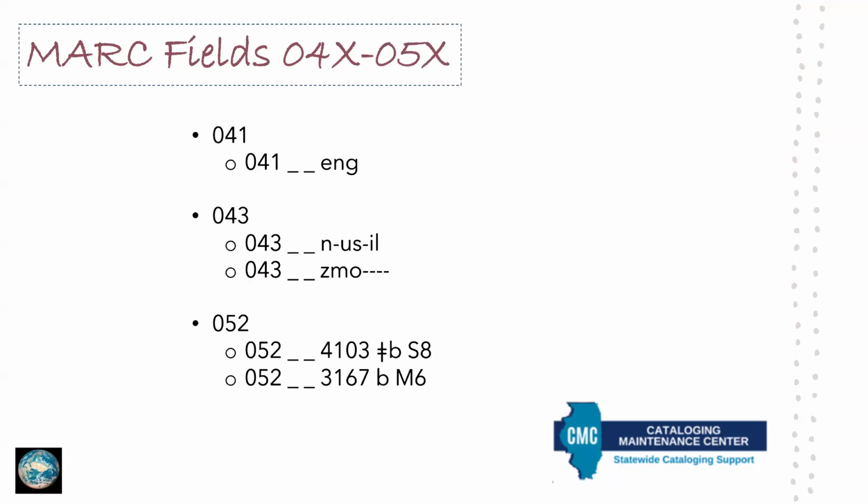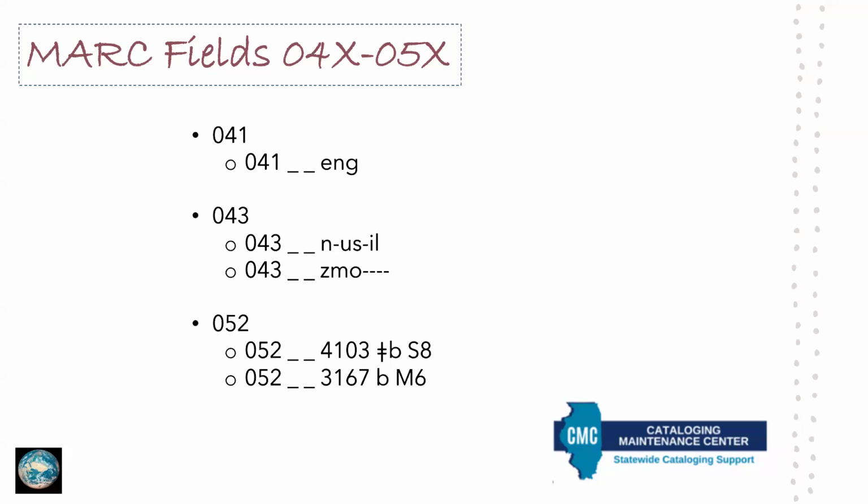All right, now let's look at some of the 04Xs and 05Xs that we're going to need. The 041 is one that is certainly not specific to cataloging maps. It is used to record the original language of the item. Both indicators might apply. The first is for translation information. If the item is or includes a translation, use 0. If not, use 1.